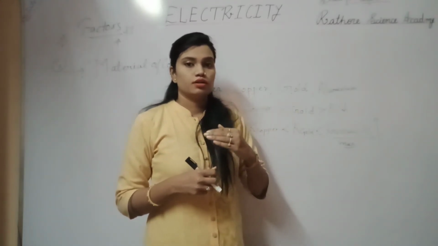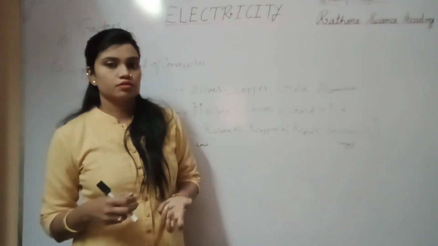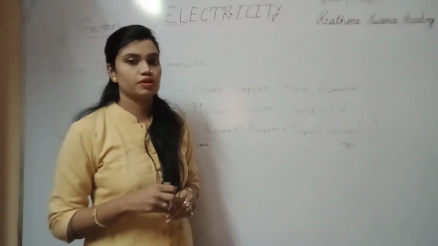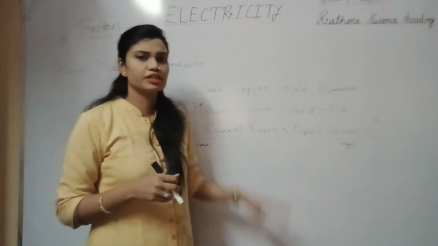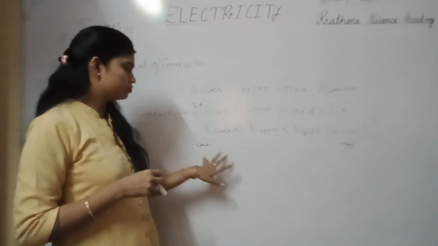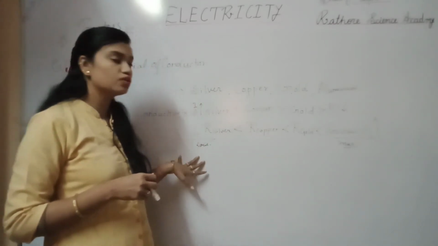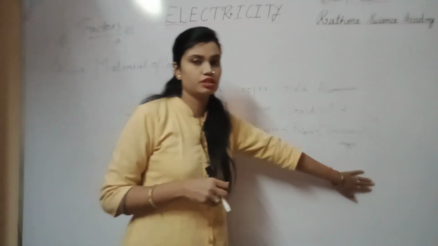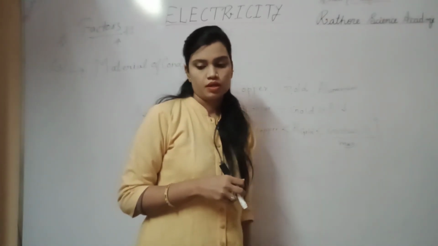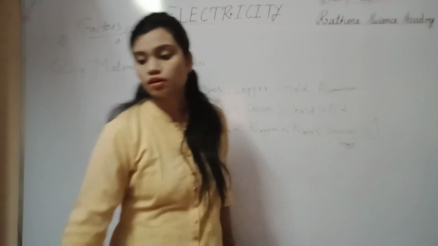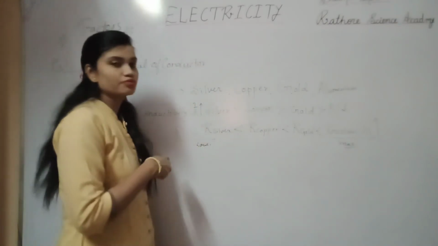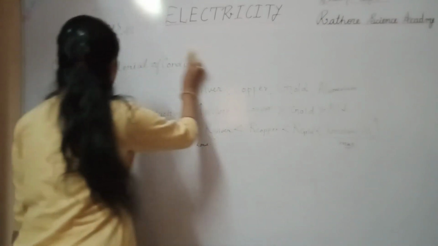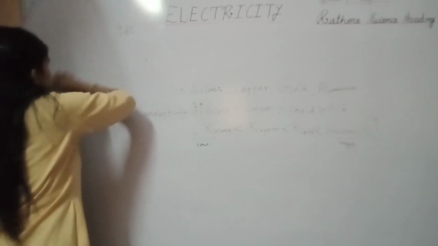what happened to their resistance when we change the material. The resistance of silver is very low, and the resistance of aluminium is maximum. Now the last topic of this video, not this chapter, is resistivity.